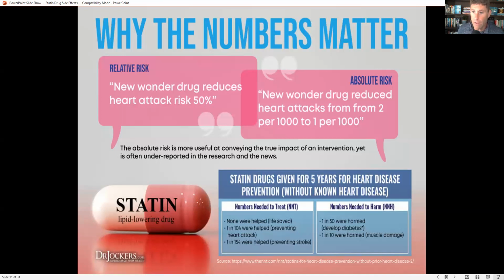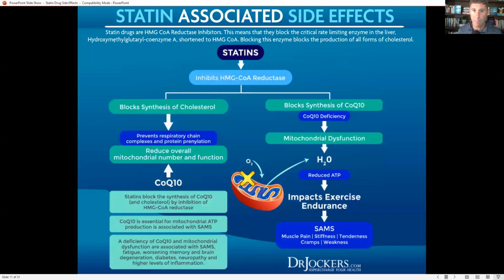On top of that, a study showed that 1 in 50 people taking statin drugs developed diabetes, and 1 in 10 were harmed with muscle damage. And so, honestly, the reality is that statin drugs really don't offer a very good absolute risk reduction when it comes to heart disease, and they pose pretty significant side effects. So how do these side effects work?